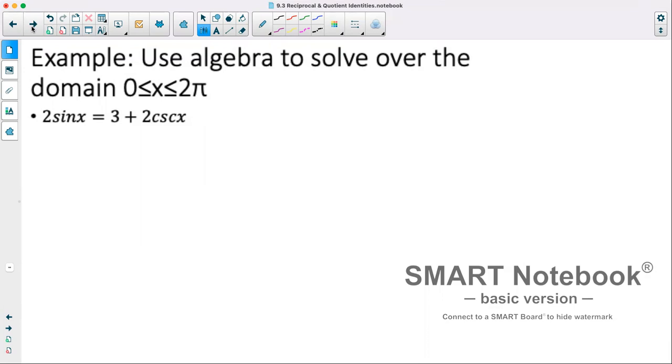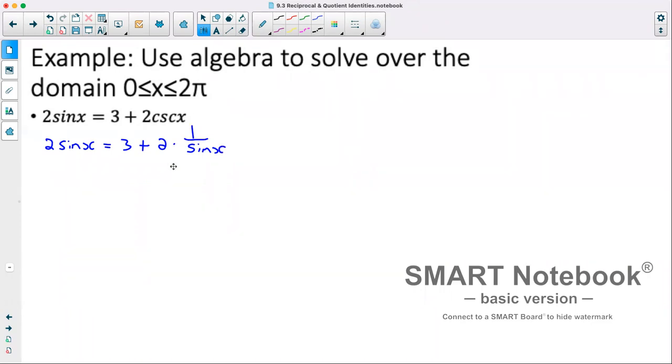So in order to be able to solve these, we need essentially everything to be one trig ratio type. So all sine, all cos, or all tan. So I will replace the cosecant with 1 over sine. So I've got 2 sine x equals 3 plus 2 times 1 over sine x. Now this still doesn't work well because we've got this fraction here.